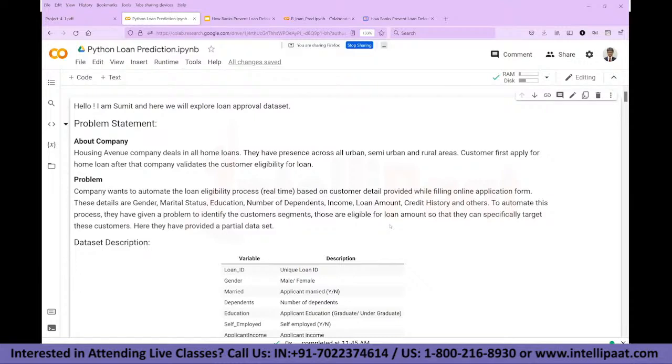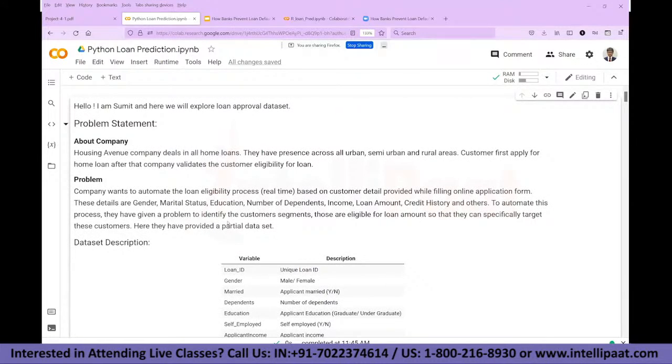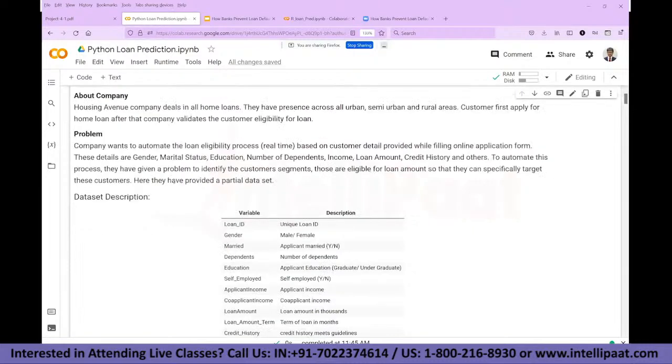And you can always ask questions on the chat or anywhere, or by mail to these guys. So the problem statement currently is: Housing Avenue company deals in all home loans. They have presence across all urban, semi-urban, and rural areas. The customer first applies for a home loan. After that, the company validates the customer's eligibility for the loan. Right? Simple problem. How does the company validate? Using these models, loan prediction models.